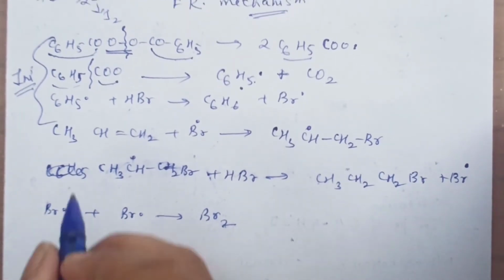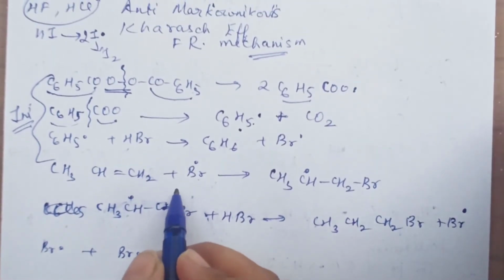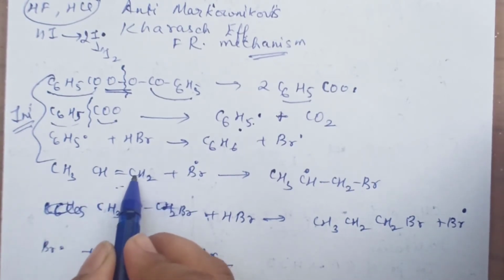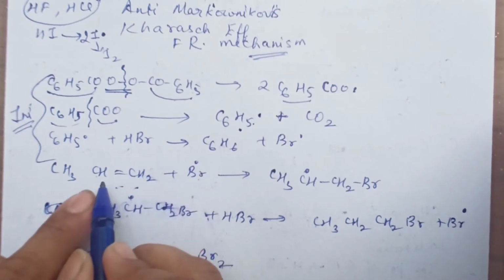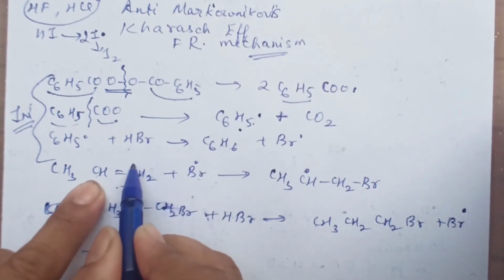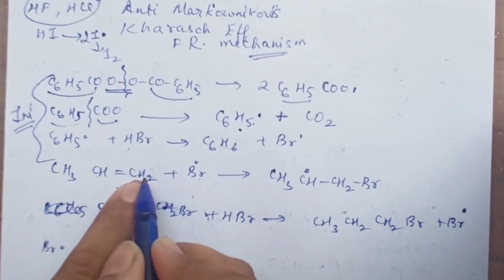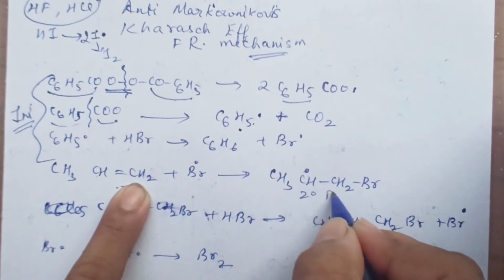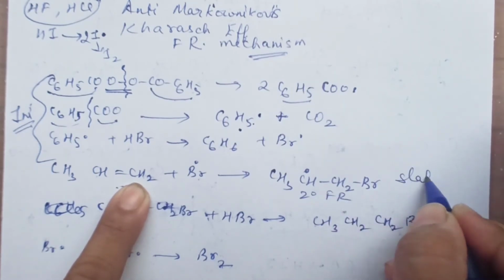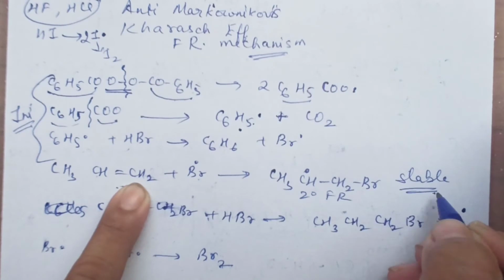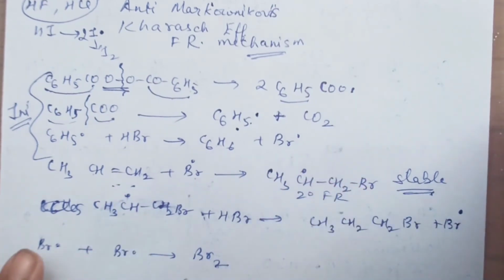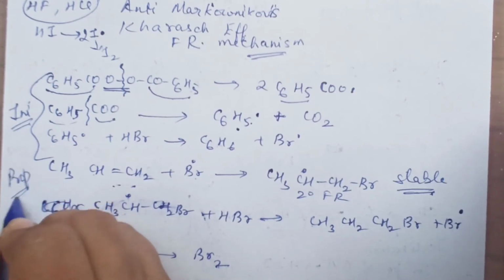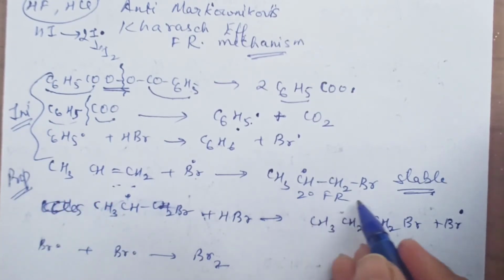Next step. This Br free radical then adds on to the unsymmetrical alkene. It may add here or may add here. If Br adds here, you will get a 1 degree free radical. If Br adds here, you will get a 2 degree free radical, which is more stable. So I have written the stable product. That will be the major product. This free radical which is formed, this is the propagation step which is taking place.